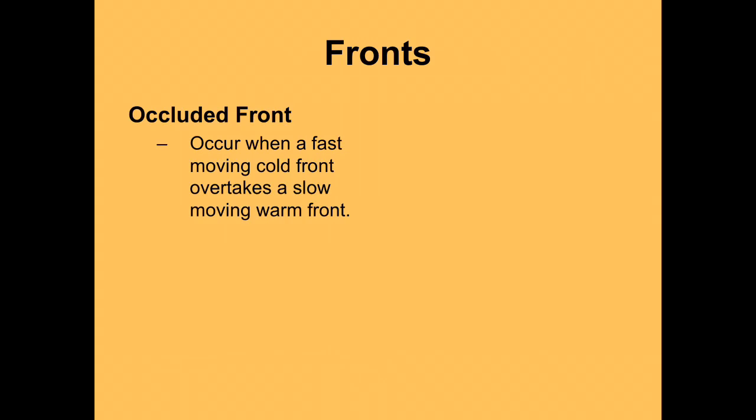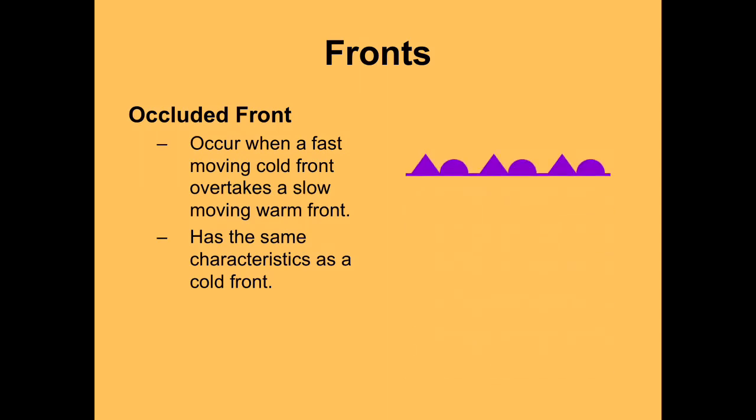All right, next one's an occluded front. It occurs when a fast-moving cold front overtakes a slow-moving warm front. It has the same characteristics of a cold front. So if you notice, it has a mix. Well, the color is purple, red and blue mixed together make purple, and it shares the triangle and the circles alternating.